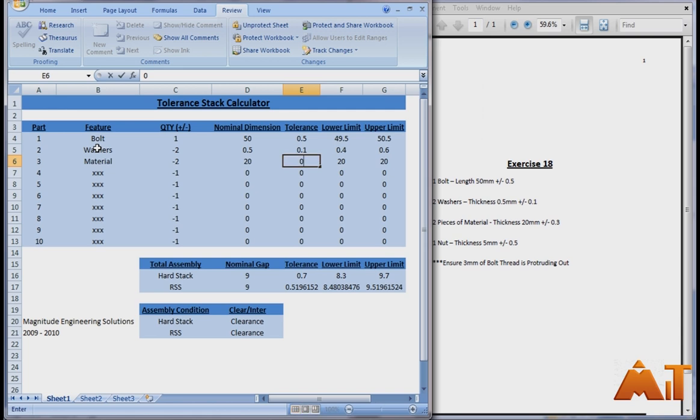Now you can see we have a clearance in both cases. With our RSS and our hard stack, with the lower limits, the hard stack we have at least 2.2 mil in the worst case scenario of the bolt thread protruding out, and with the RSS we're at 3.16. So already we're very, very close to our desired condition.